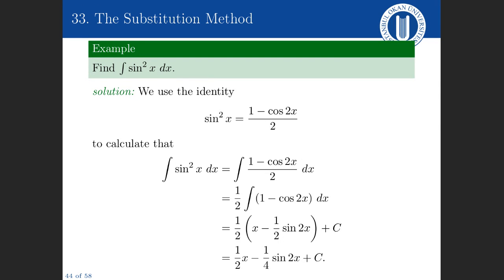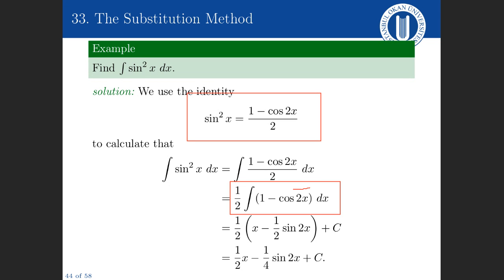We can also use the substitution method to calculate the integral of sine squared x dx. But we need an extra step. First, we're going to use an identity. One of the common trigonometric identities is that sine squared x is equal to 1 minus cos 2x divided by 2. So our integral is the same as a half integral of 1 minus cos 2x.